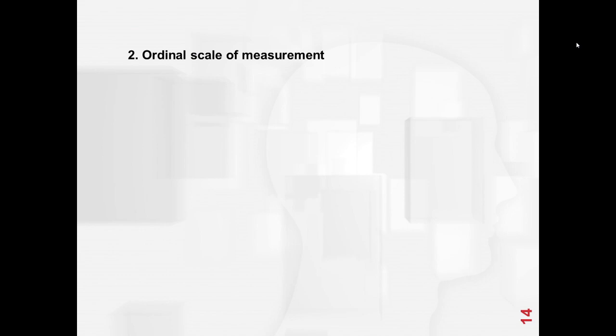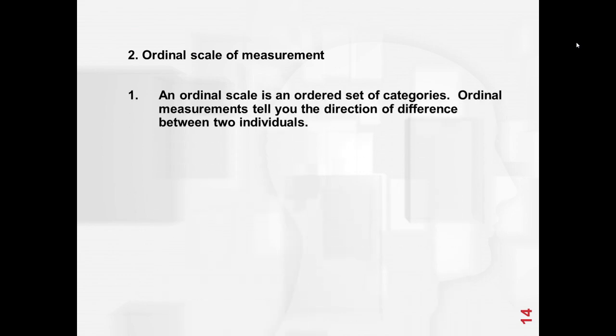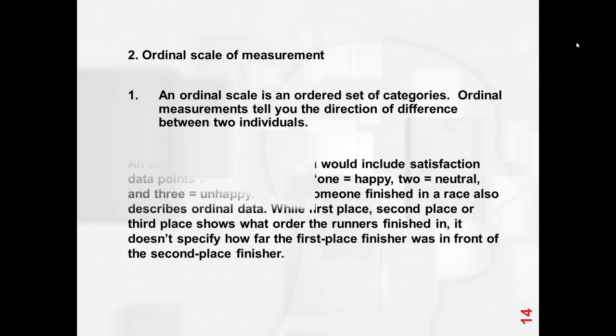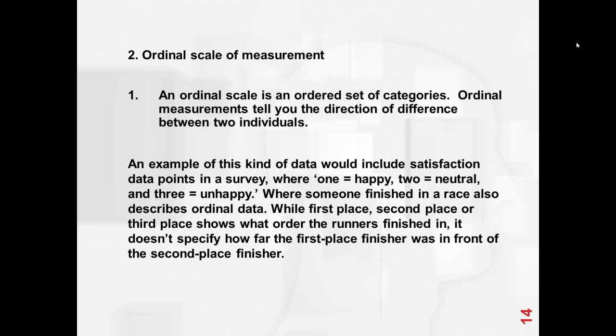Number 2. The ordinal scale of measurement. An ordinal scale is an ordered set of categories. Ordinal measurement tells you the direction of difference between 2 individuals. An example of this kind of data is satisfaction data points in a survey, where 1 is happy, 2 is neutral, and 3 is unhappy. Where someone finished in a race also describes ordinal data, where first place, second place, or third place shows the order in which the runners finished. It doesn't specify how far the first place finisher was in front of the second place finisher.